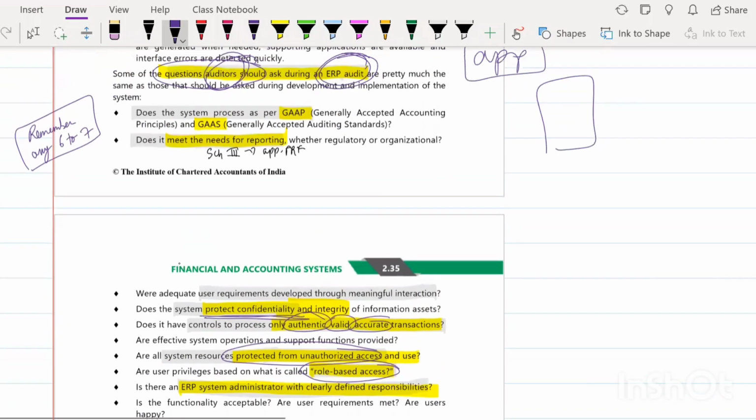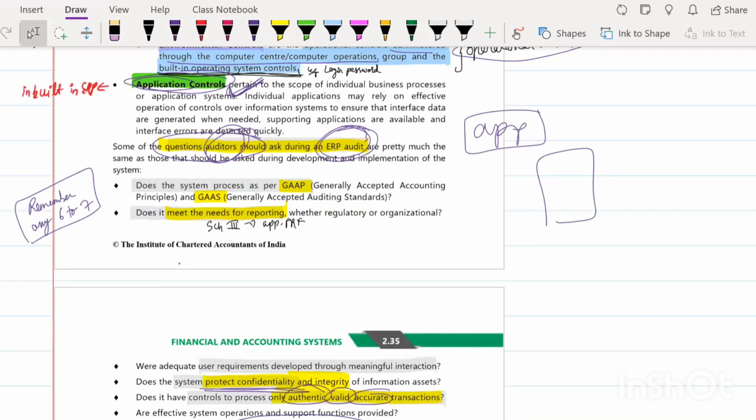Okay. Yes. Next, you have to see whether the ERP system meets your own country's reporting format or not, because in India we have to report as per Schedule 3, or here what you can say, the applicable financial reporting framework.